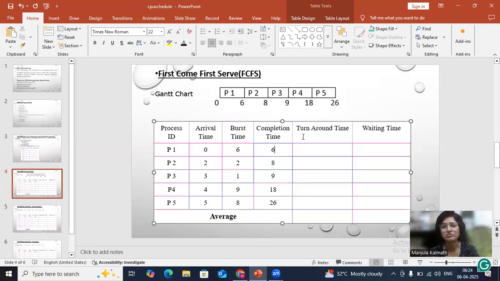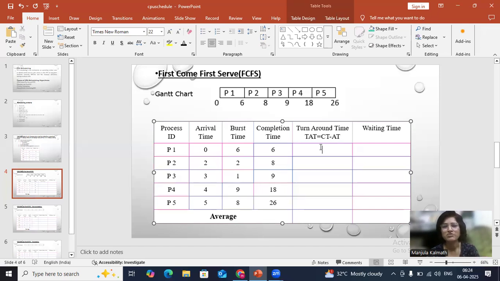So what is the turnaround time here? Turnaround time is nothing but completion time minus arrival time. Turnaround time equals completion time minus arrival time.